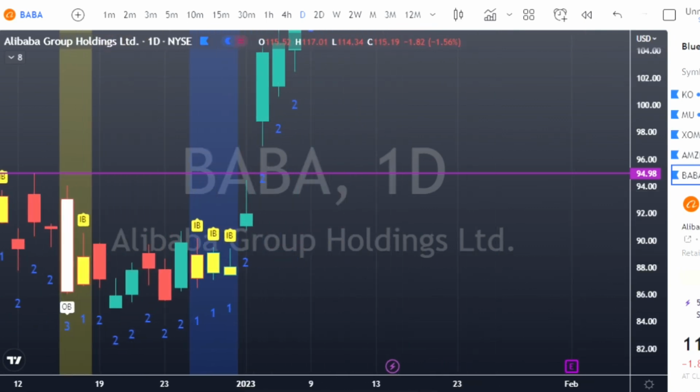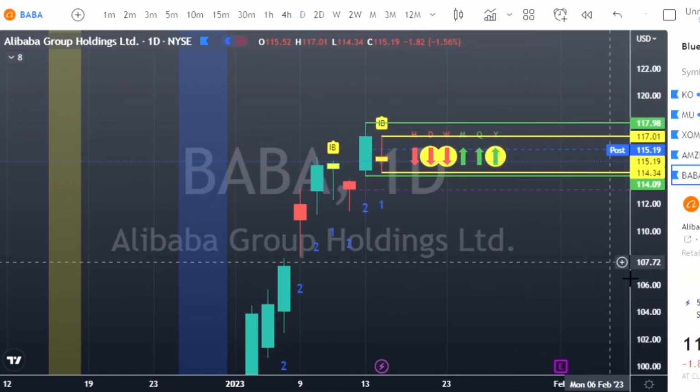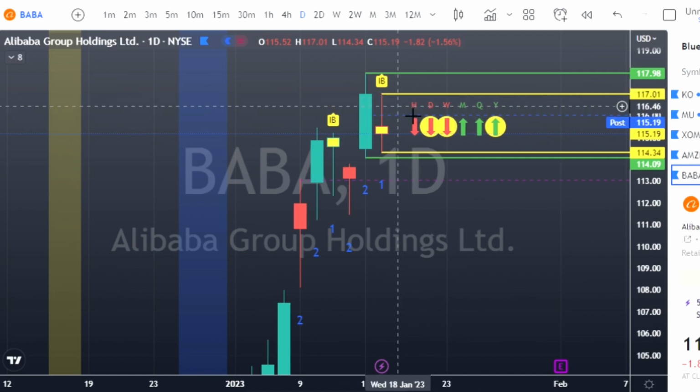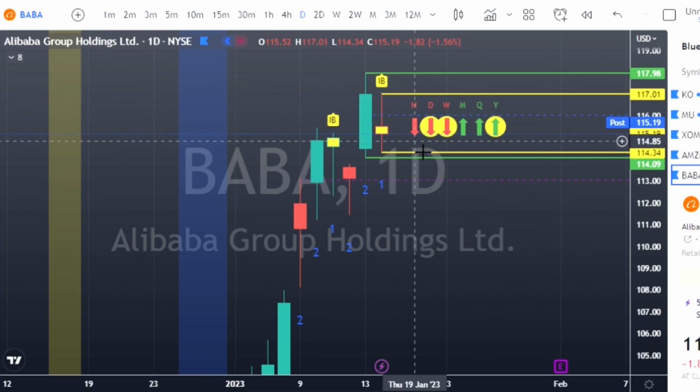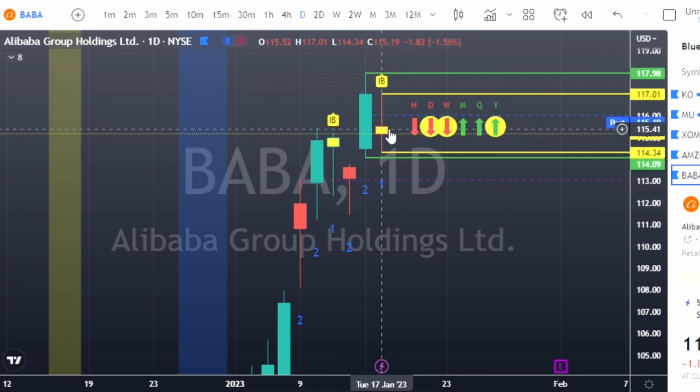But the inside bars tell us that very, very high probability chance of this running up and hitting targets to either side and having a nice run. So calls at 117.01, puts at 114.34, targets are marked out. And again, guys, if you're new, if you're struggling, I would concentrate on looking at just the inside bars.